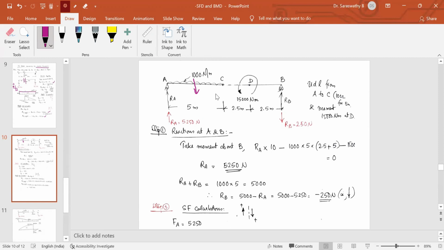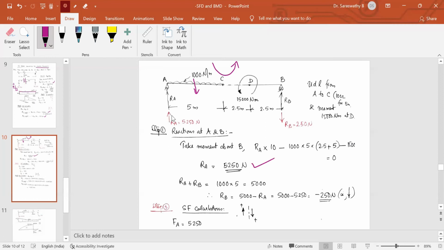Rotate your thumb like this. So this produces an anti-clockwise moment. So 1000 into 5, total load acting at this point, 2.5 plus 5, this is the distance. So anti-clockwise. Then this 15,000 Newton meter, that is also anti-clockwise. So minus 15,000 is equal to 0. Take moment about B, write sigma M is equal to 0. From that we get RA 5250.